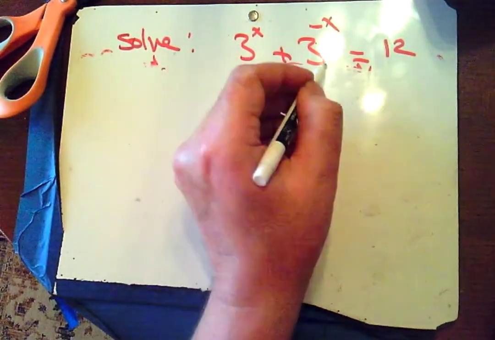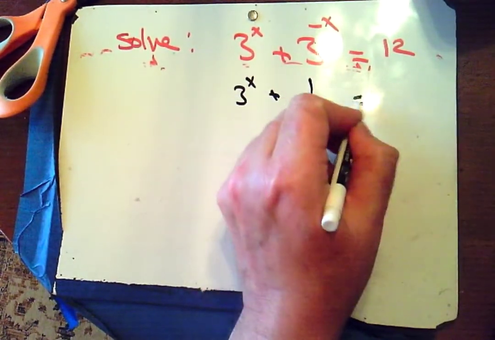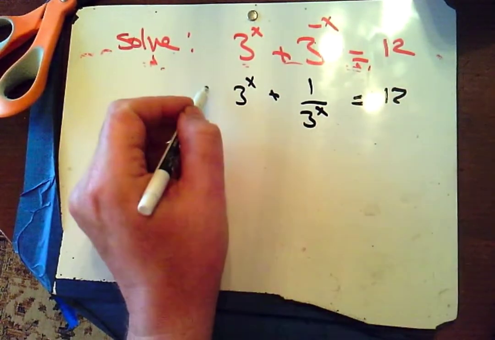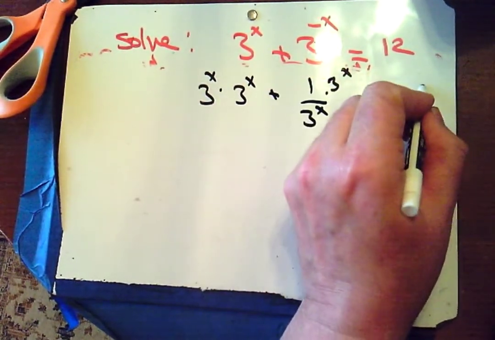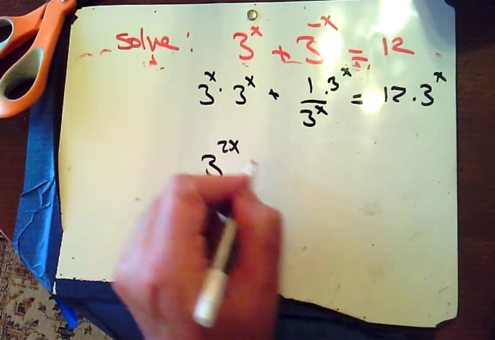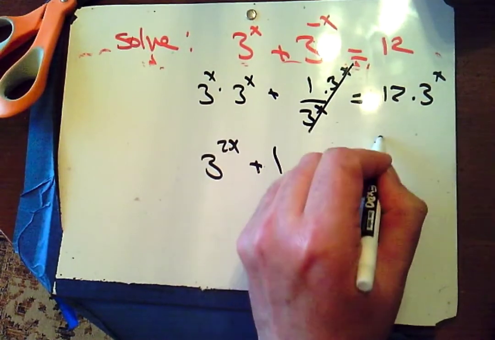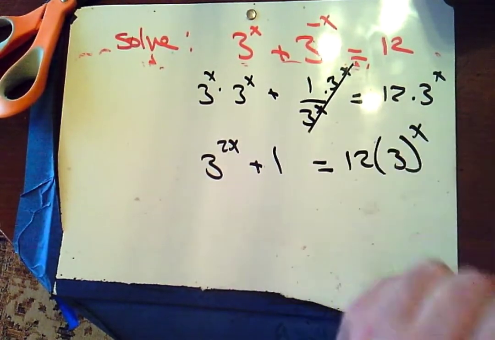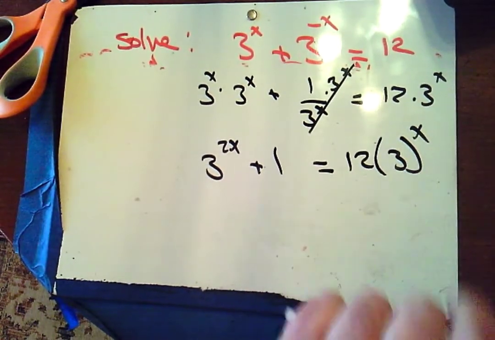We saw this as this. And because I have a fraction, I multiplied everywhere by that least common denominator. So I've got 3 to the 2x. These cancel. Plus 1 equals 12 times 3 to the x. This is not 36 to the x. This is 12 of these 3 to the x's.